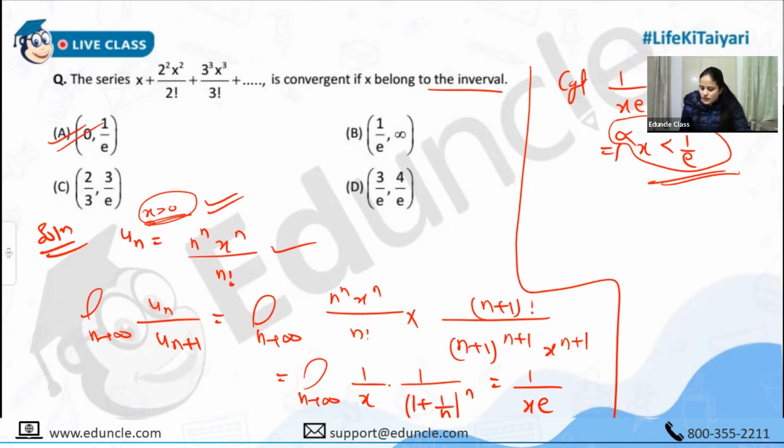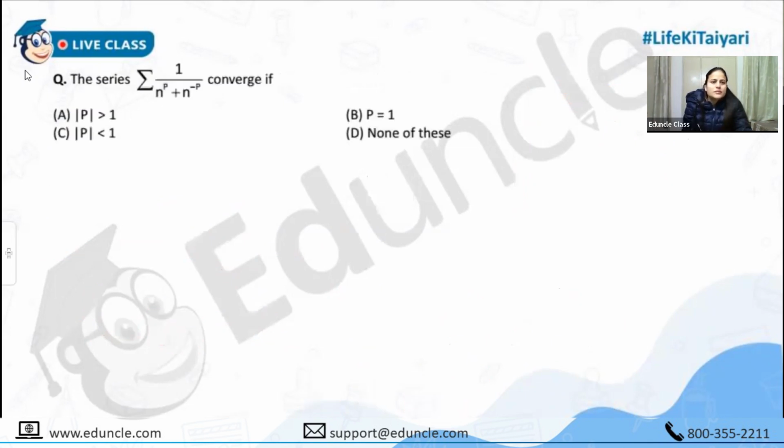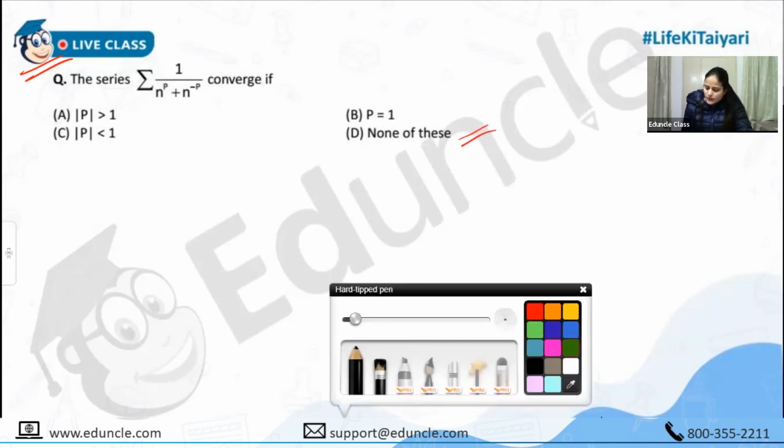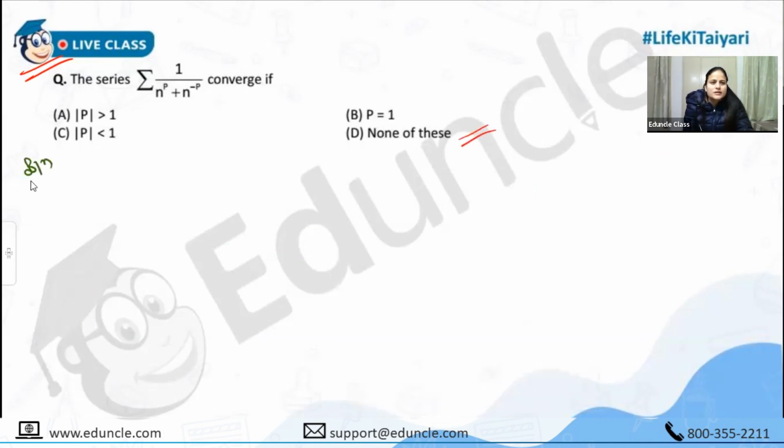Okay, let's move to the next question. Here is my next question. So the series, I have a series summation 1 upon n raised to p plus n raised to minus p, converges if. We need to find here the values of p for which my series converges. As n is a natural number, n varies from 1 up to infinity. So the nth term is 1 upon n raised to p plus n raised to minus of p.